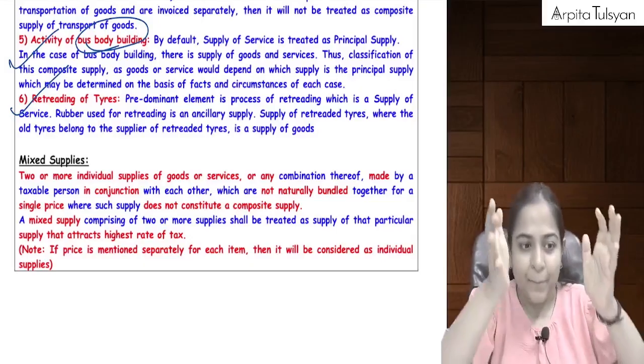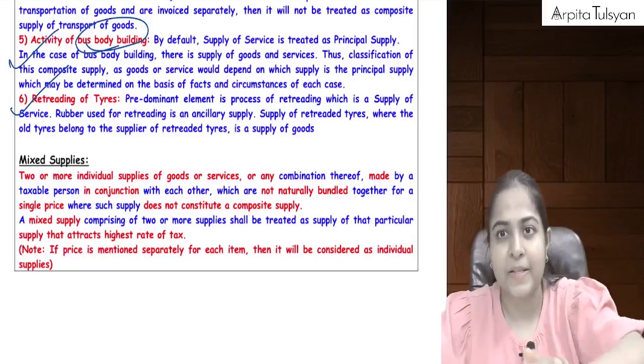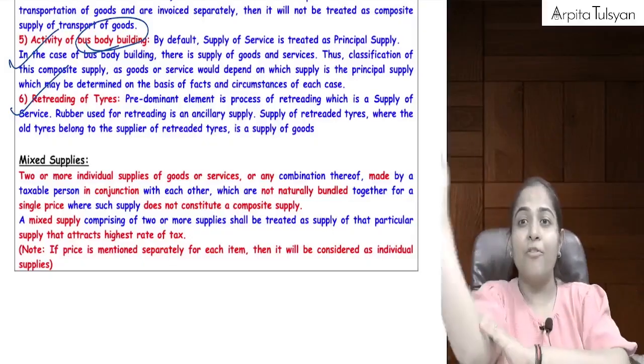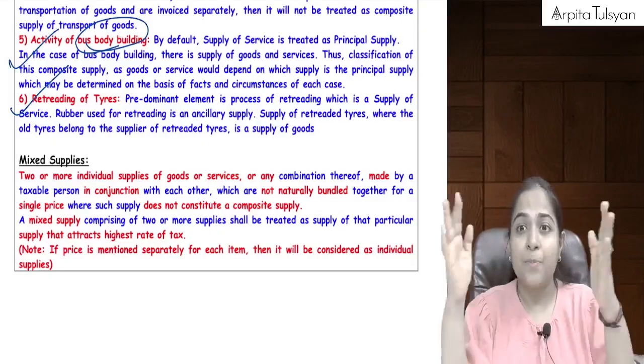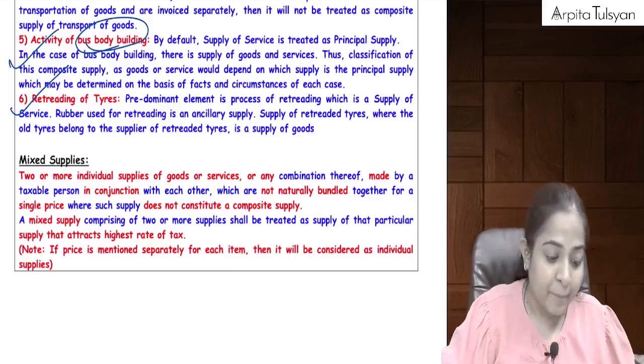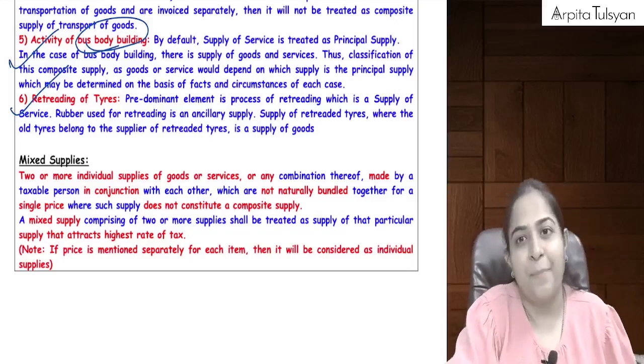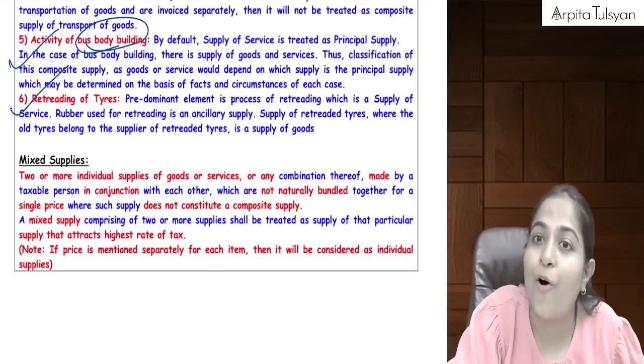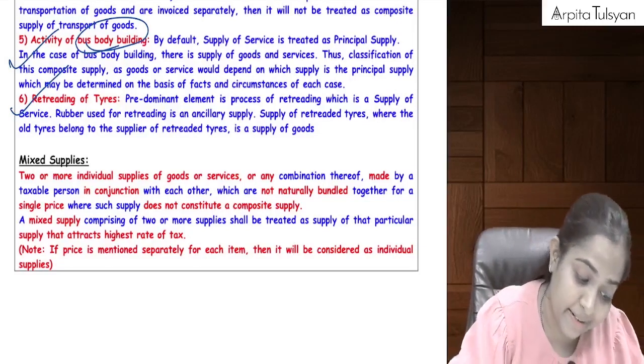You take that bus to a repair person and then you tell him, can you please cover it properly? Can you please put wiper on the bus? Can you please put windows on the bus, etc. So here, what is the type of supply? Is this considered as supply of goods, or is this considered as supply of services? What will this be considered as?